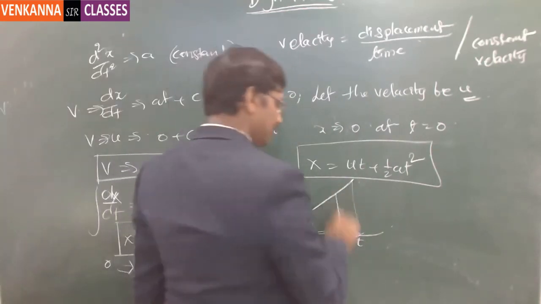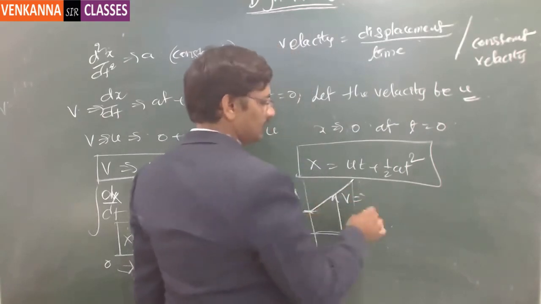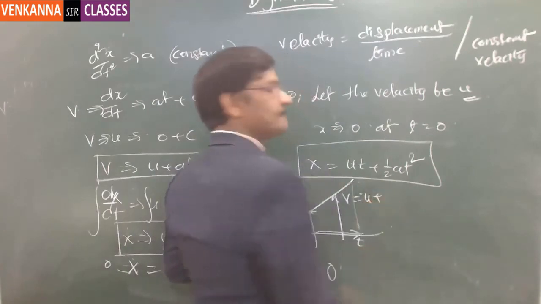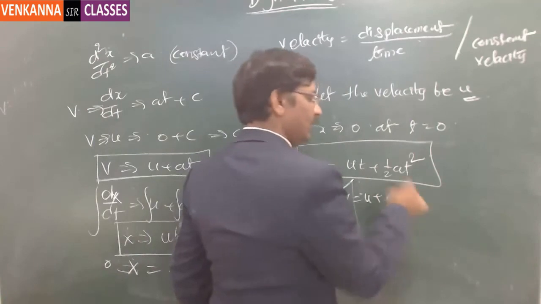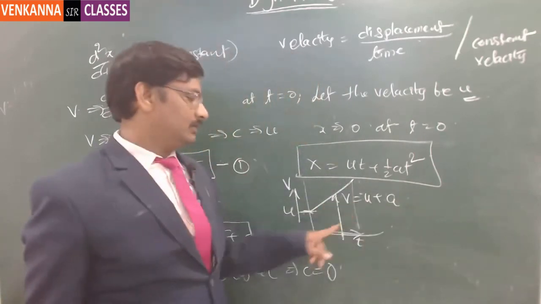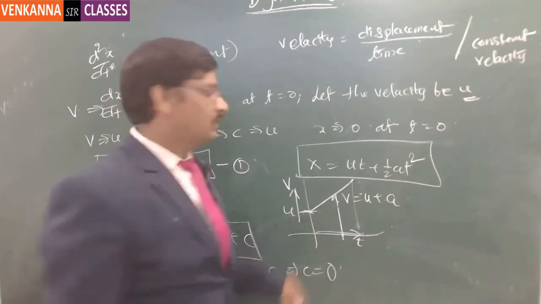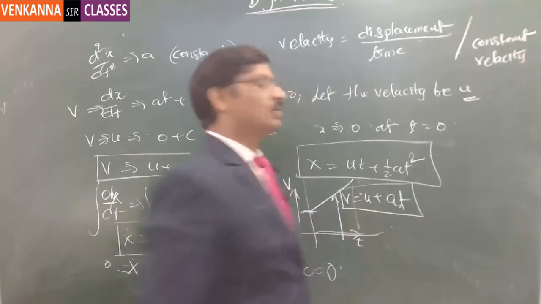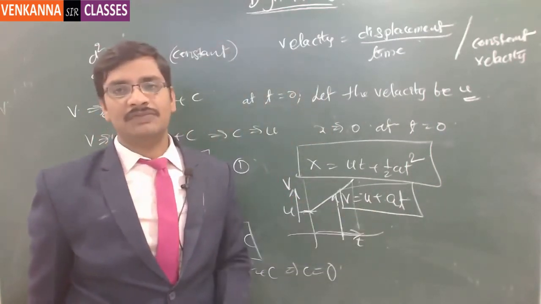At any instant, this height you can write as v is equal to this initial velocity, that is the y-intercept value, plus the slope of this particular line, which is nothing but a. Acceleration is nothing but dv by dt, the slope of this line, right? So v is equal to u plus at. This is the velocity at any instant of time.